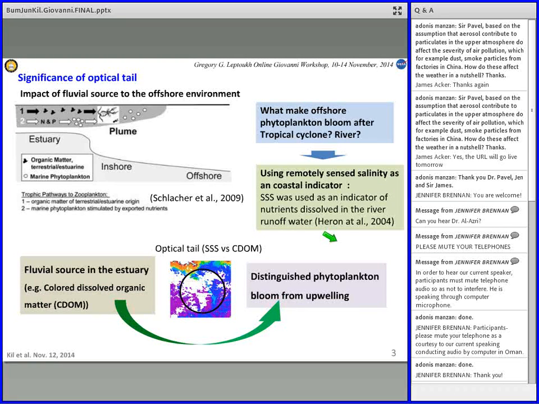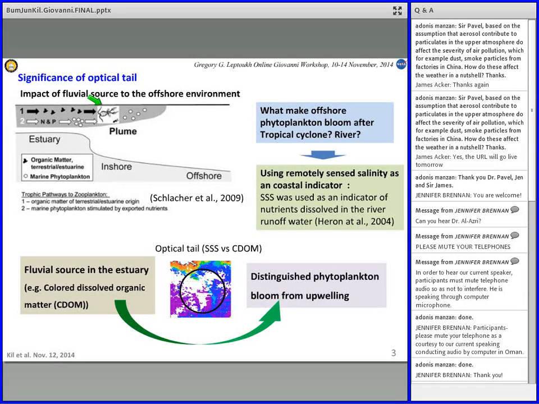Then why is this optical tail significant? If the river discharge with highly concentrated dissolved nutrients increases due to heavy precipitation, specifically after landfall of a tropical cyclone, it can optically appear like a phytoplankton bloom as the river plumes move away off the shelf. So that was Ecker's hypothesis.